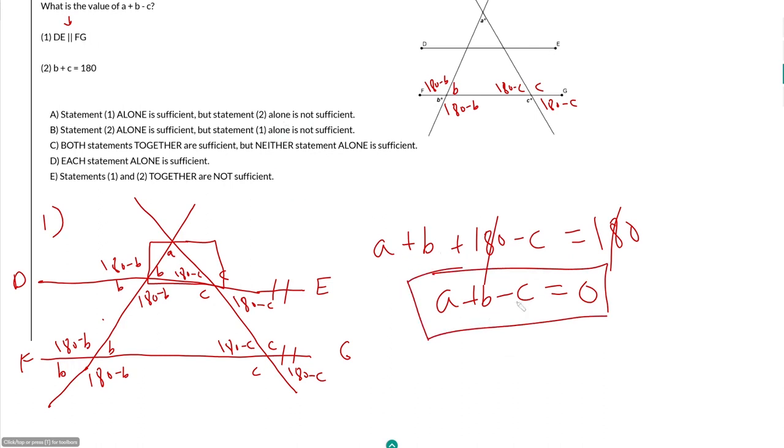Don't know A, don't know B, don't know C, but I can find A plus B minus C based on just the first statement alone, which is pretty amazing, because all the statement did was tell us these two lines are parallel. It didn't give us any equations or any numbers whatsoever, and yet it ended up being sufficient.